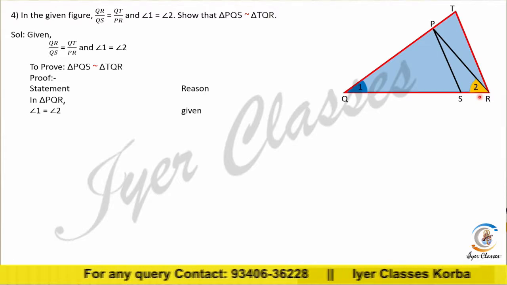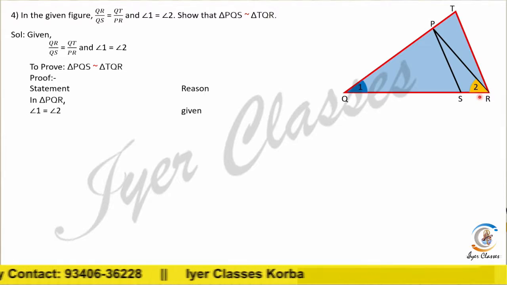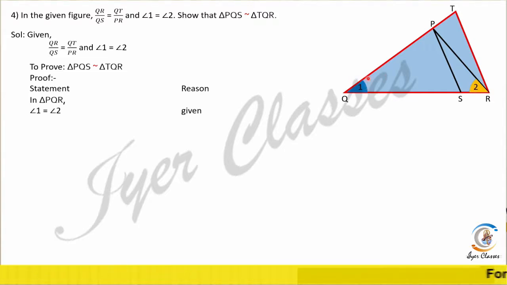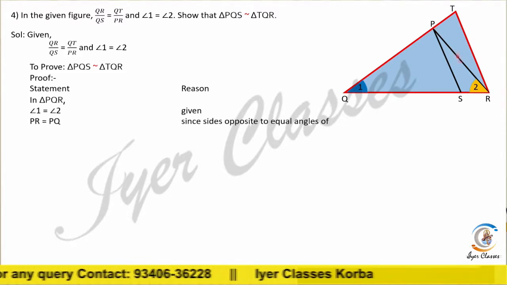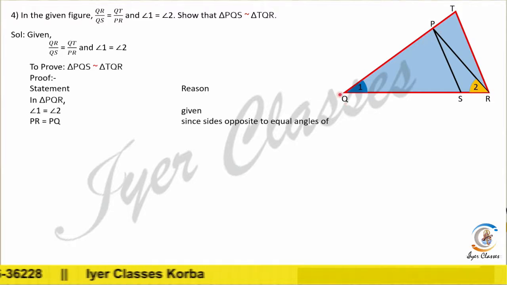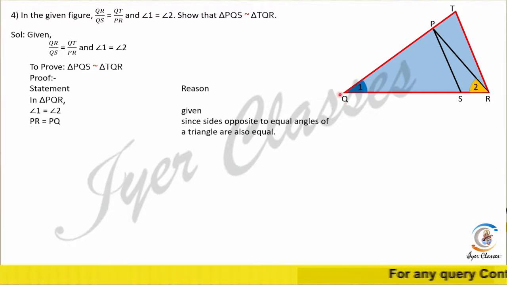And what do you know about the isosceles triangle? Yes, if two angles of a triangle are equal, that is an isosceles triangle, the opposite sides will also be equal, which will make PR equal to PQ, right? Okay, now we know that PR and PQ are equal.